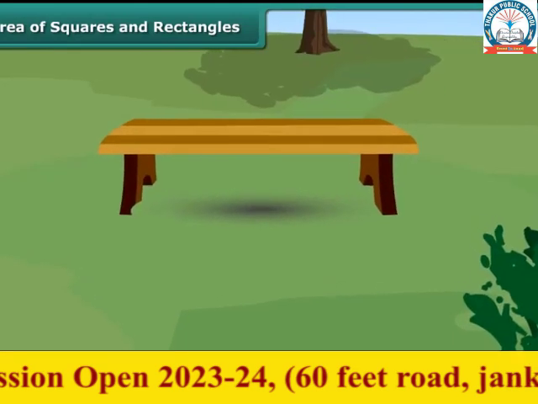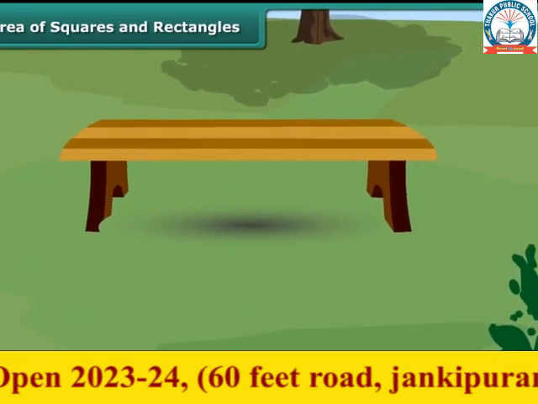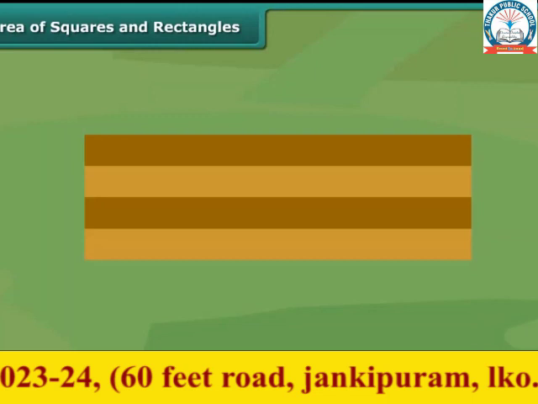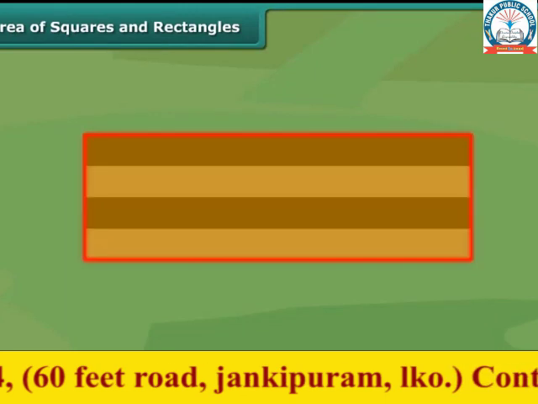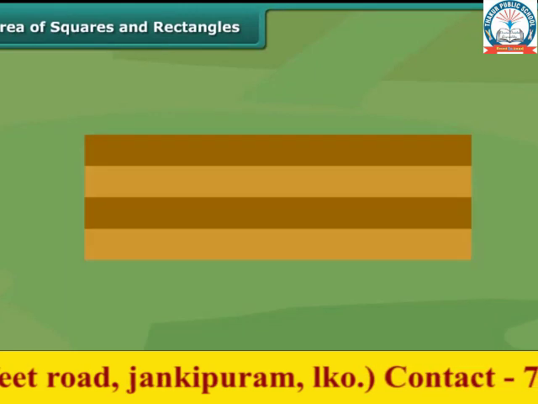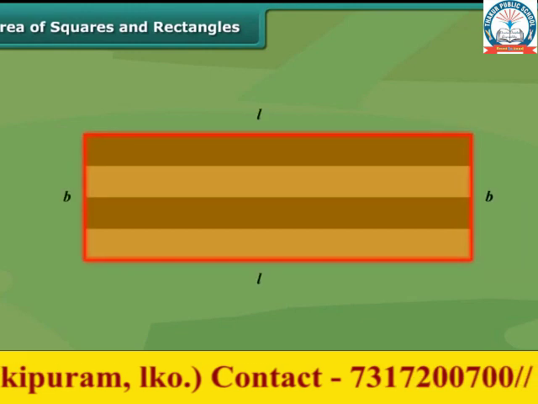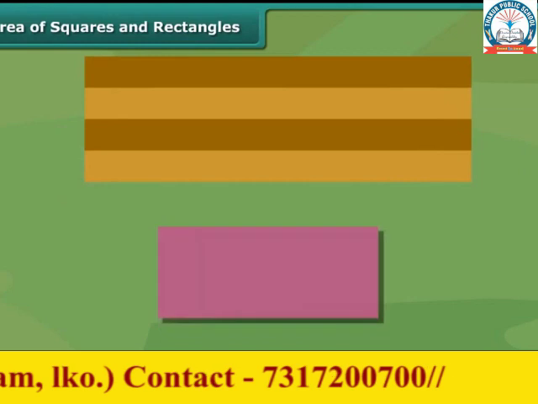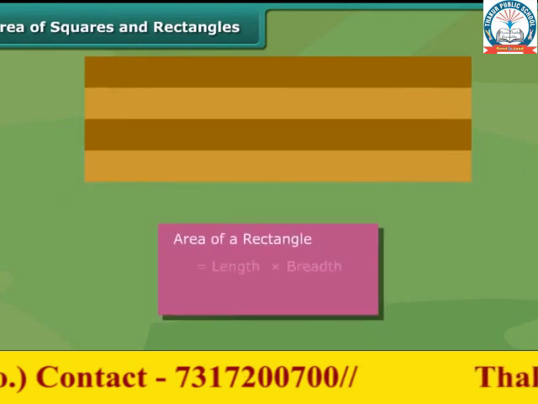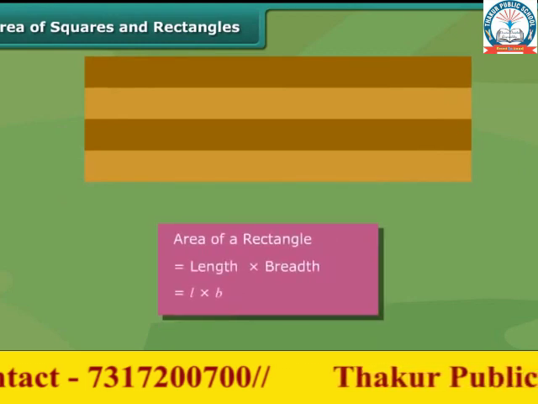You have noticed the shape of the bench in the park. It is in the shape of a rectangle on the sitting top portion. Can you find the area of the top of the bench? Yes, if you have the measures of length and breadth of the rectangle, we can find the area. The area of a rectangle is the product of its length and breadth.